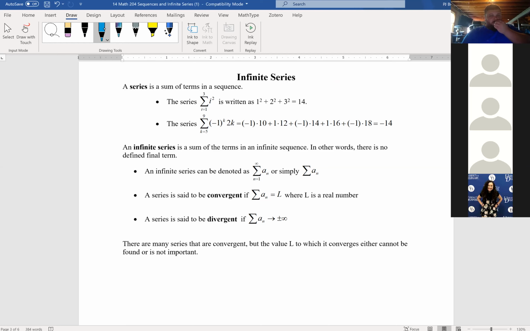But again, we want to ask ourselves the question, is this thing useful somewhere? And if it's to be useful, then it has to converge. So then the question is, well, how does it converge? So notice here on this bullet point, a series is said to be convergent if the sum equals L and that L is a real number.